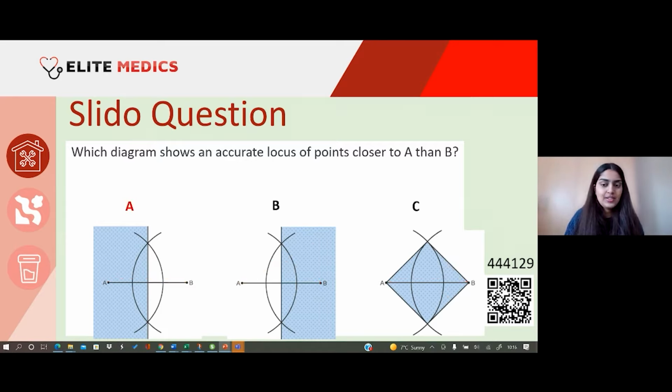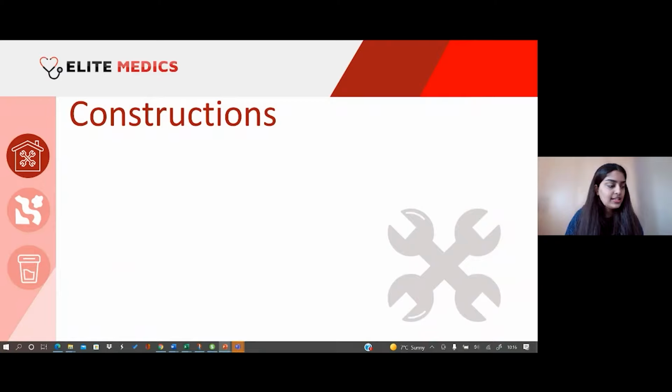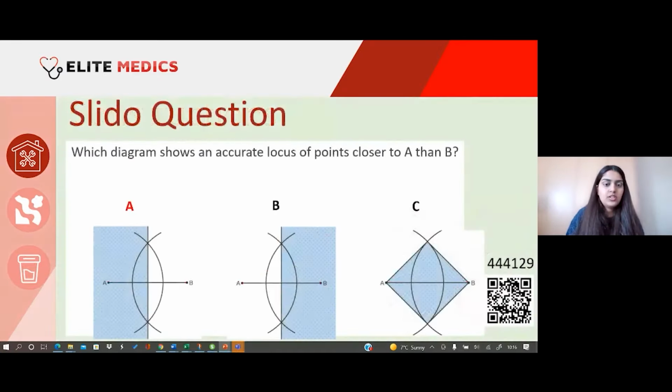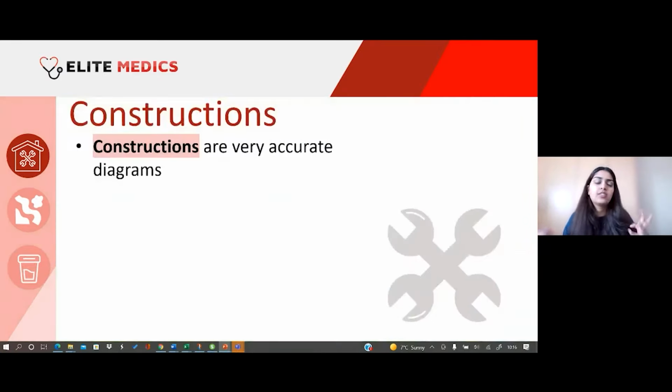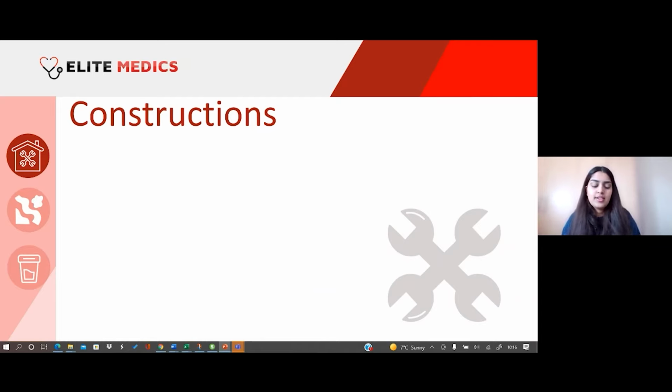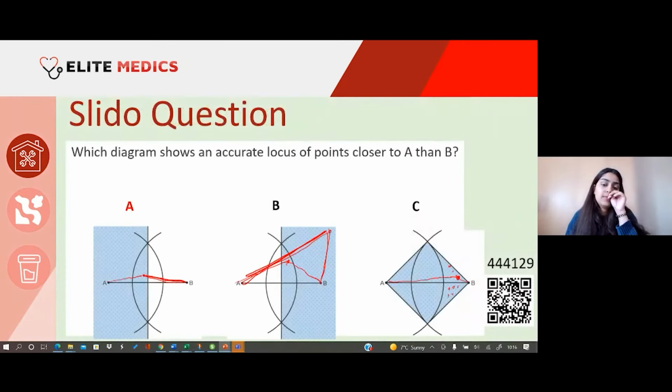Okay, so well done for getting that correct. Let's move on to construction. So how do we actually construct these loci? So you've seen all of these lovely diagrams. We're going to be learning how to actually construct these diagrams now.